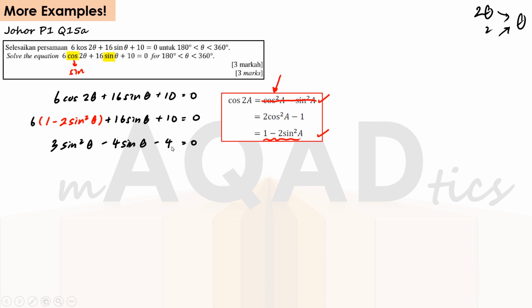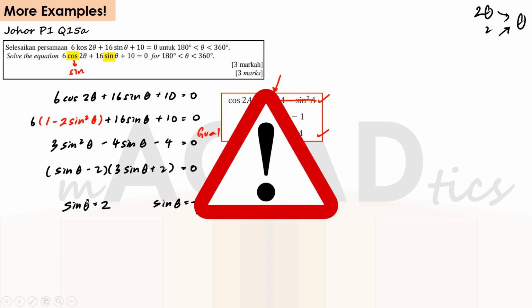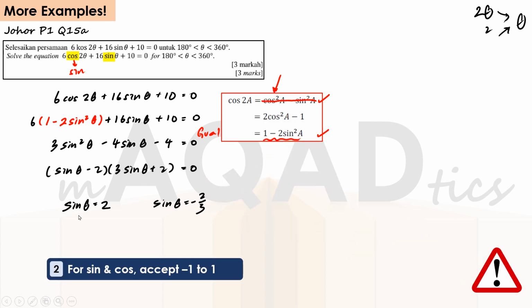And then we can further simplify. So this is our goal. And then we use the calculator to factorize. So now we have 2 different values. Sin theta equals 2 and negative 2 over 3. So we can use the ASTC method to help us. But this is the second tip. For sine and cos, we only accept values from negative 1 to 1. This one is 2. So here we should reject this.